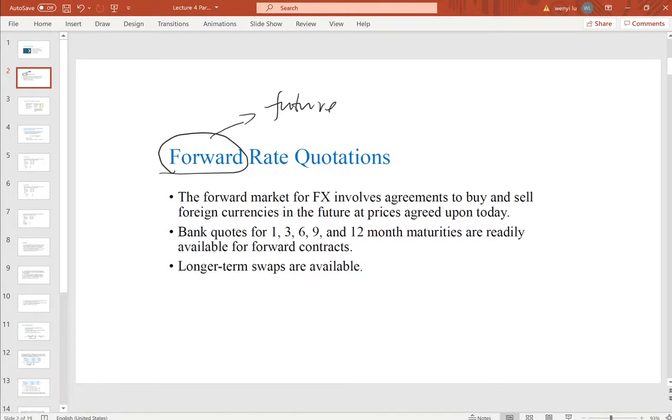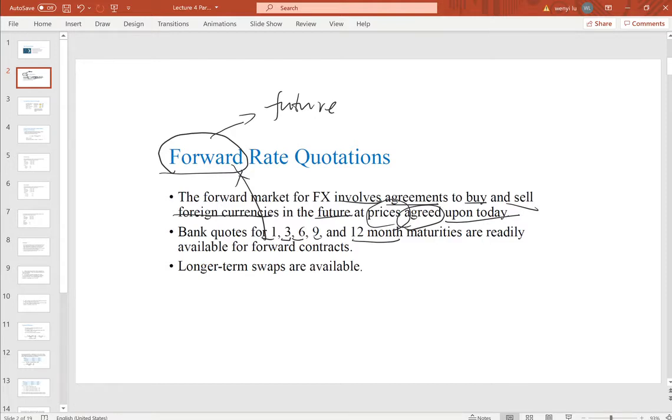Something is forward looking. So on today's market, what dealers expect the exchange rate should be in 1 month, 3 months, 6 months, 9 months, or 12 months later is called a forward rate. The forward market involves agreements to buy and sell foreign currency in the future, but the price is specified or agreed upon today, and the contract will be executed in the future.